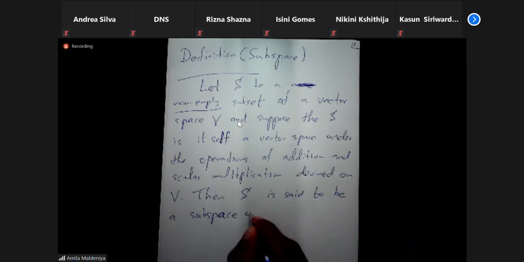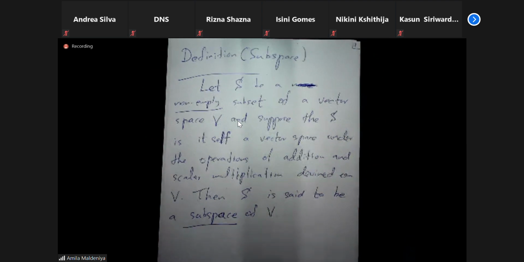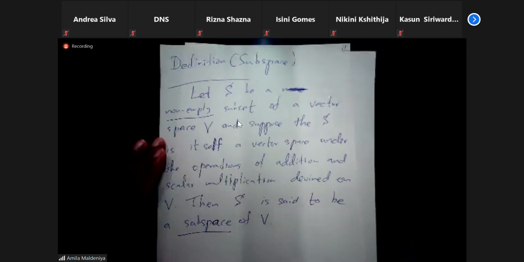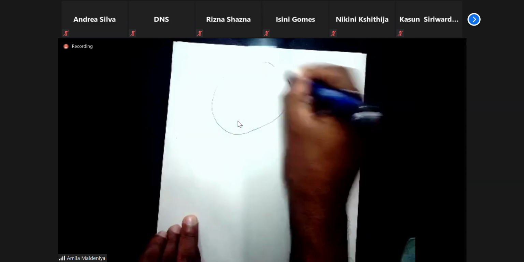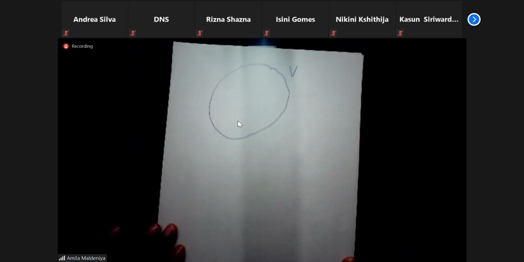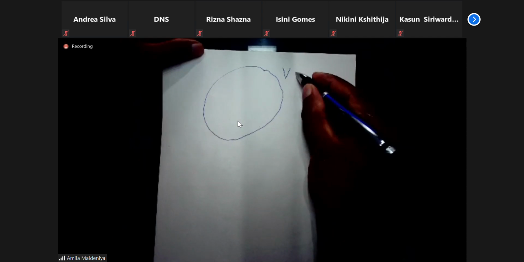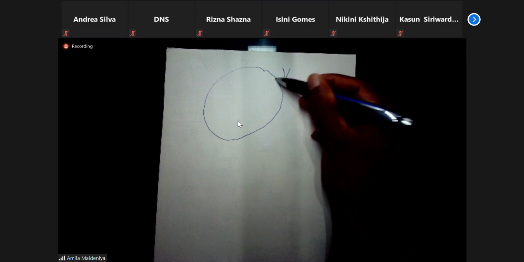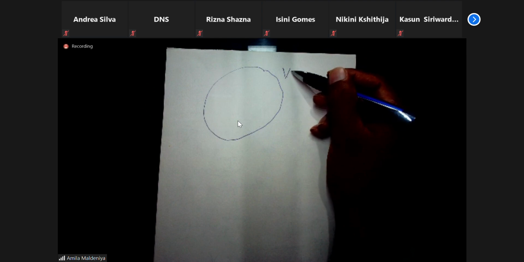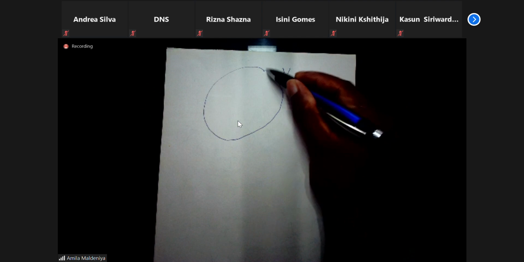Subspace of V. Right now, that's the definition. Let me explain this one again. We have a vector space V. That means it has two defined operations: vector addition and scalar multiplication. Together with those operations, V satisfies 10 axioms. If it satisfies the 10 axioms, we call it a vector space. That's all.